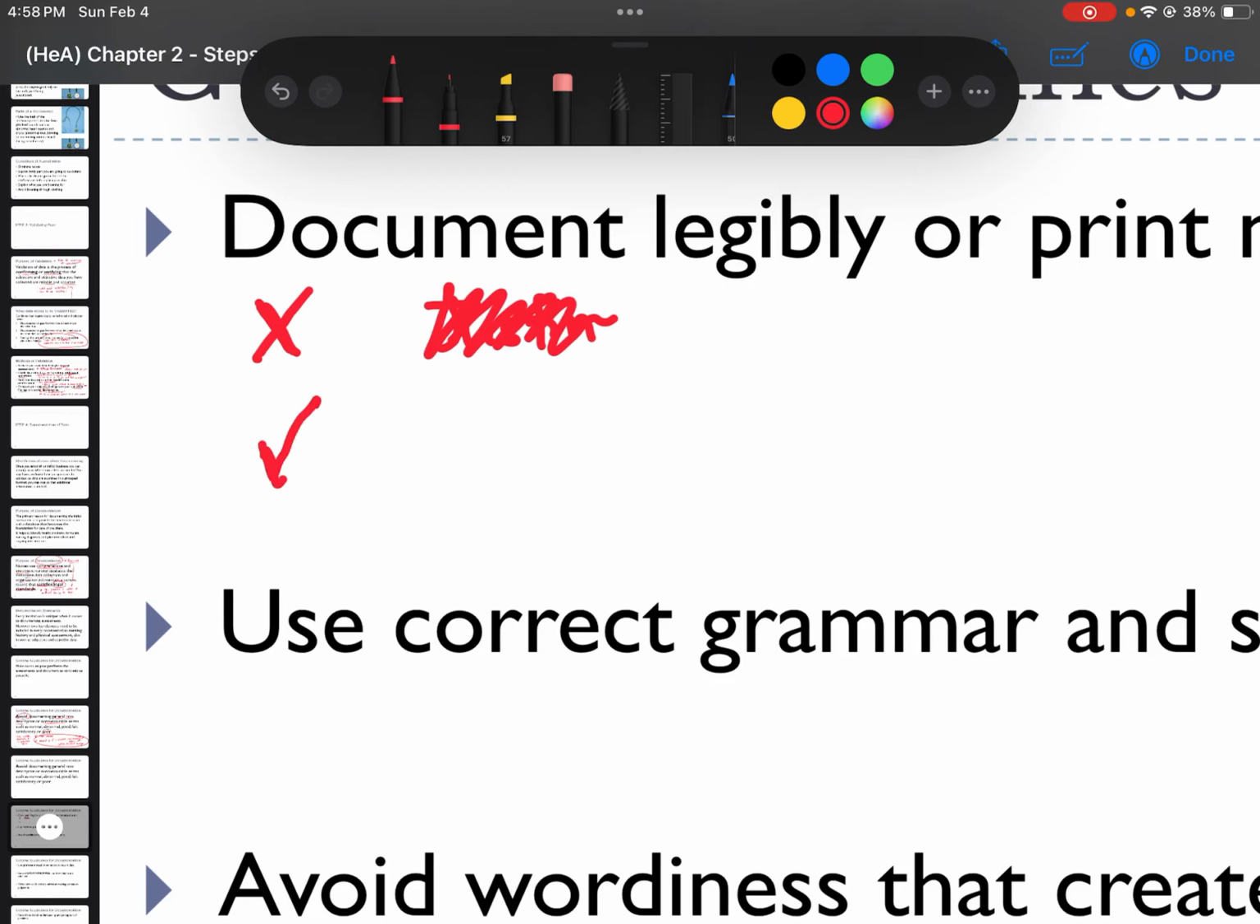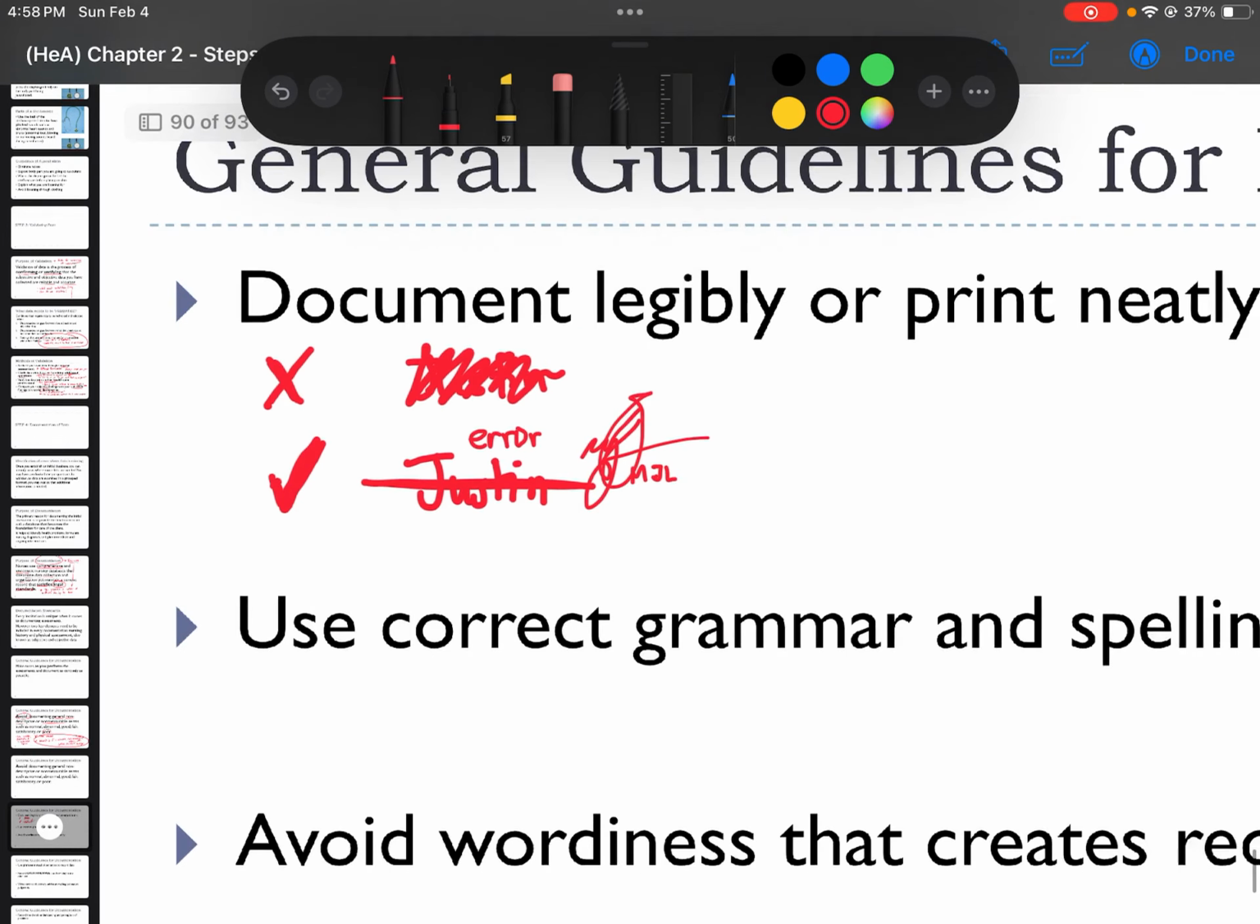Instead, the correct thing to do is, for example, this is wrong. What I will do is I will strike it with a single line, write the word error on top of what I documented, and then I sign it with my initials. So that people will know that I was the one that made a mistake. I am held liable for that mistake.